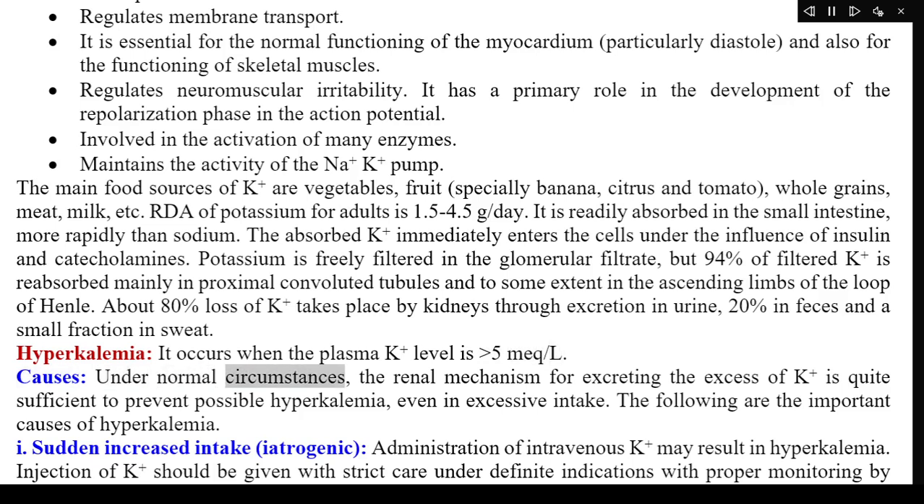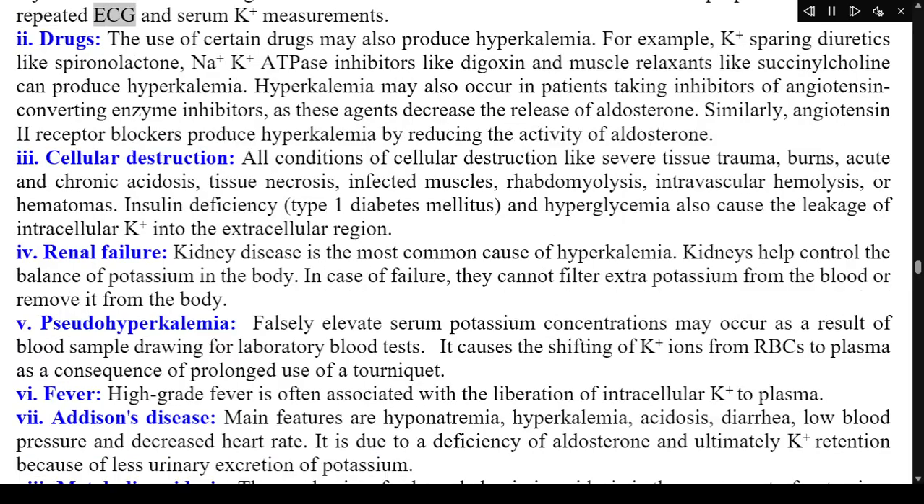Causes. Under normal circumstances, the renal mechanism for excreting the excess of K+ is quite sufficient to prevent possible hyperkalemia, even in excessive intake. The following are the important causes of hyperkalemia. 1. Sudden increased intake. Iatrogenic administration of intravenous K+ may result in hyperkalemia. Injection of K+ should be given with strict care under definite indications with proper monitoring by repeated ECG and serum K+ measurements.